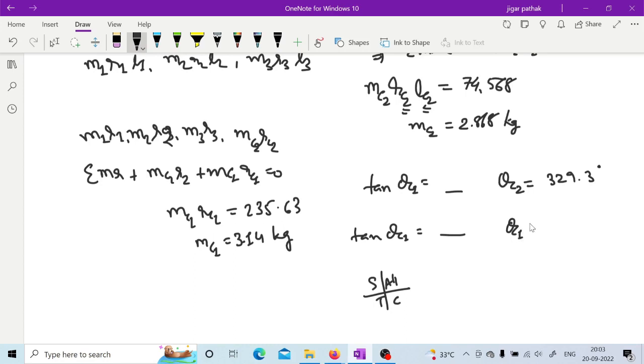Similarly, theta C1 is lying in the third quadrant, because both of them are coming negative. This will be 253.2. Yes, sir. So this way you will be able to solve this problem, right?